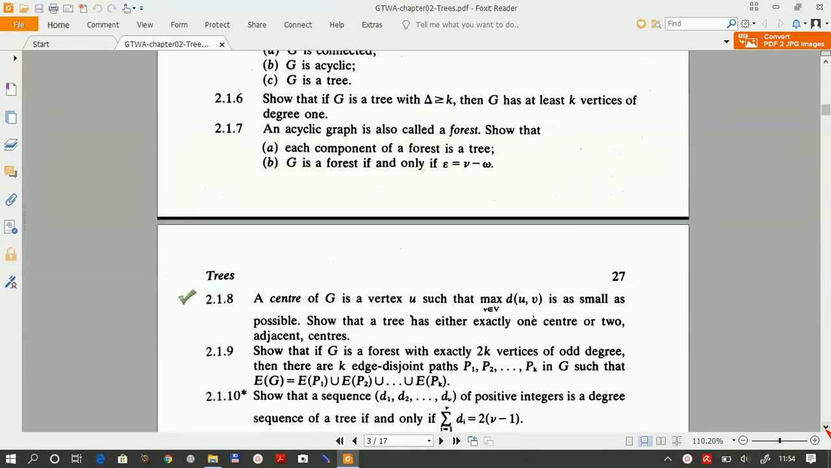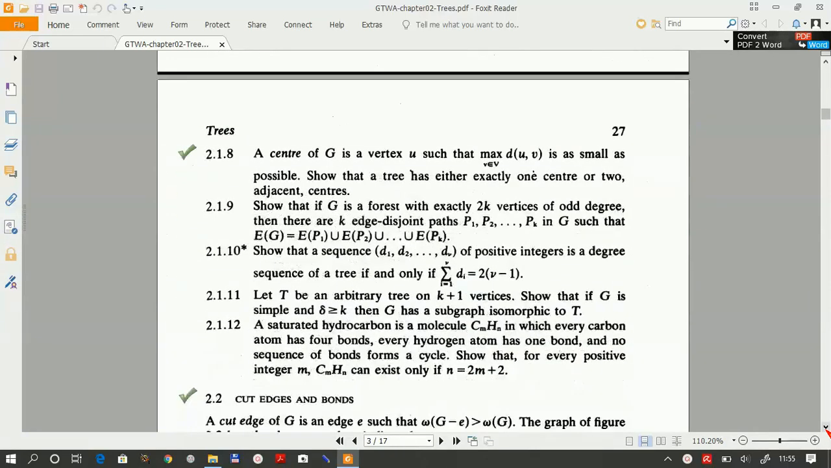The center of G is a vertex U such that the maximum of the distance from U to V, for V going through all of capital V, is as small as possible. Show that the tree has either exactly one center or 2 adjacent centers. It's not easy to prove, but try.